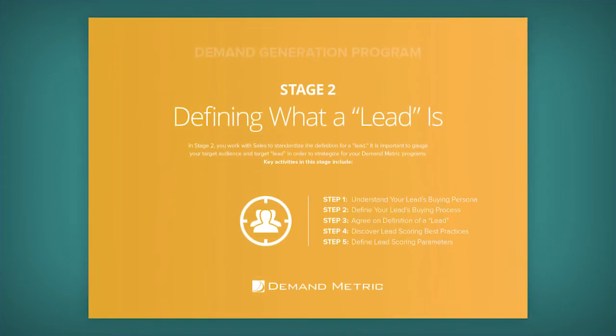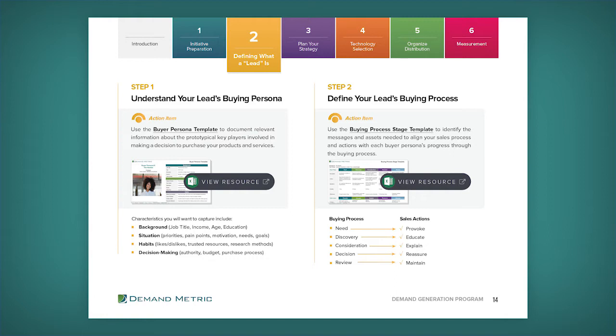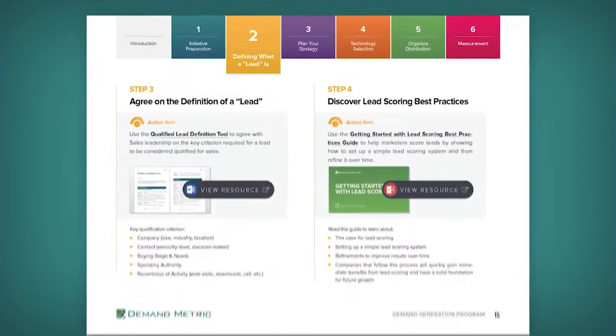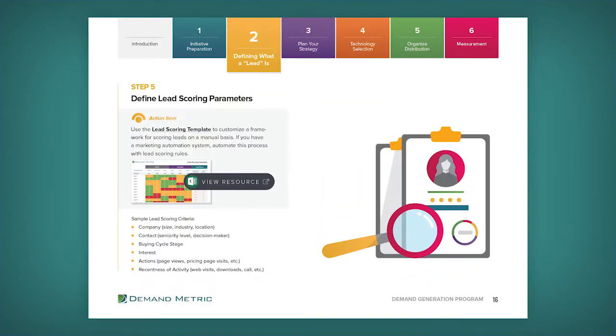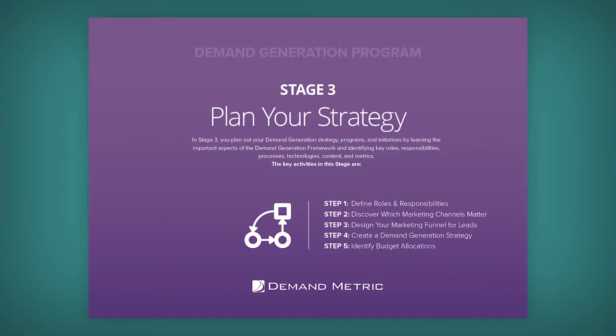In stage number 2, here we focus on defining what a lead really is. And in the first step, we're going to understand your lead's buying persona, define your lead's buying process, and then agree on the definition of a lead, discover lead scoring best practices, and then define lead scoring parameters. In stage number 3, we plan your strategy.